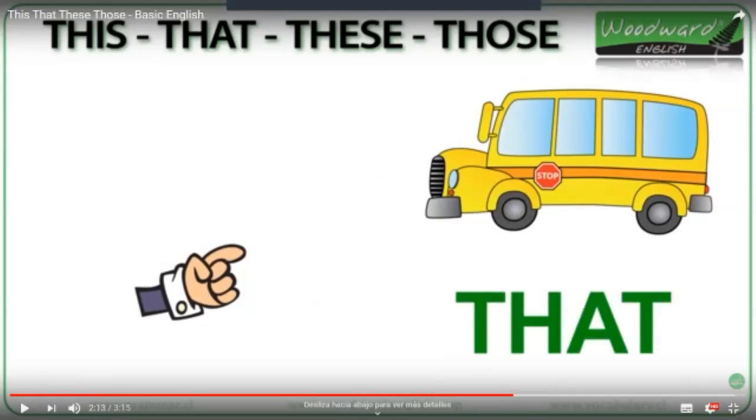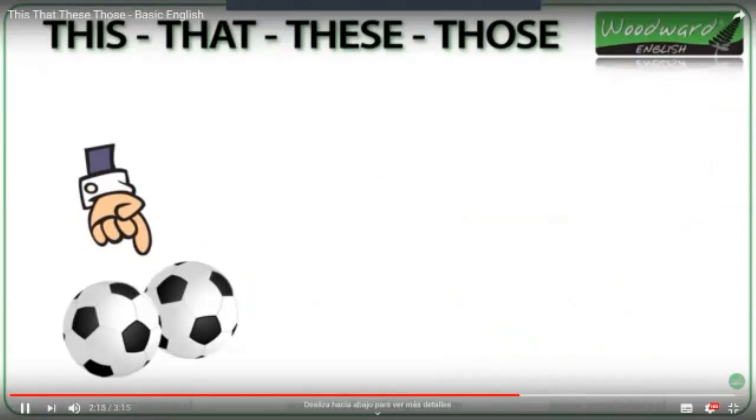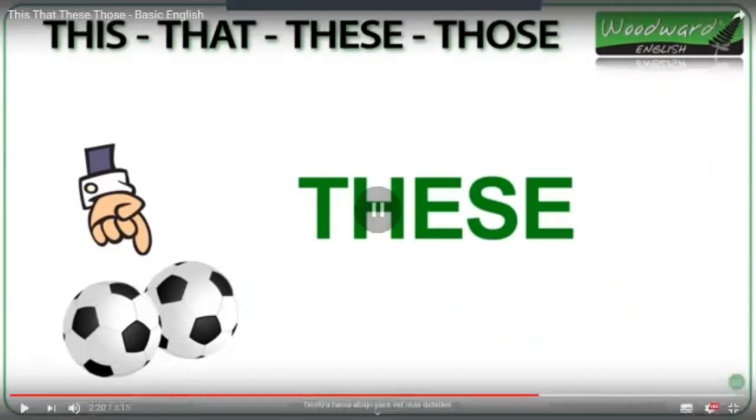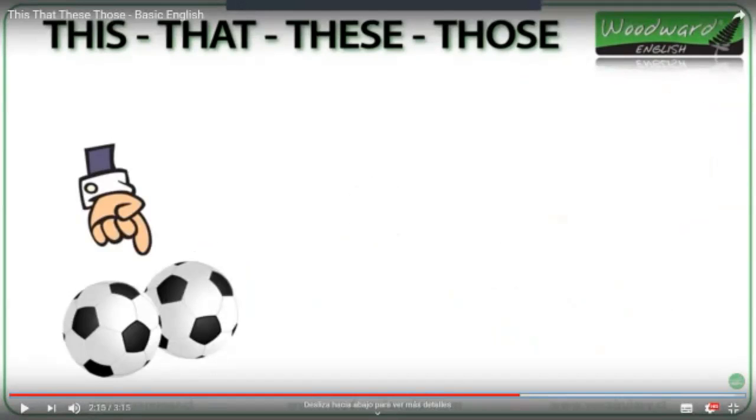Vamos a repetirlos todos juntos. This, this, that, that, these, these, those, those. Okay. All right. Very good. Let's keep going. So easy, right? So here we say these. ¿Por qué? Plural. Y está cerca. Okay, great. Let's go over the next one.